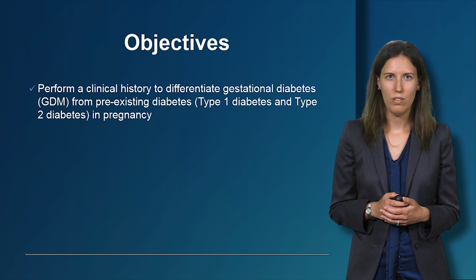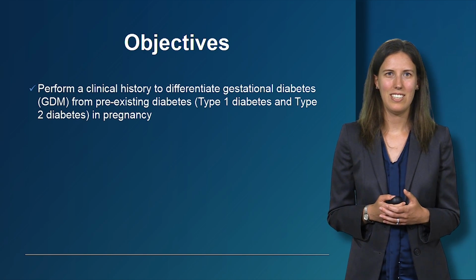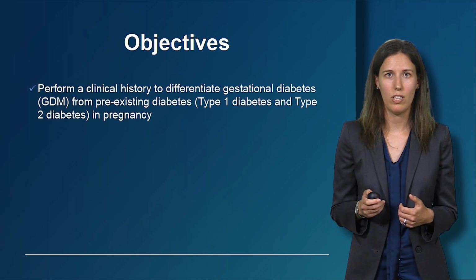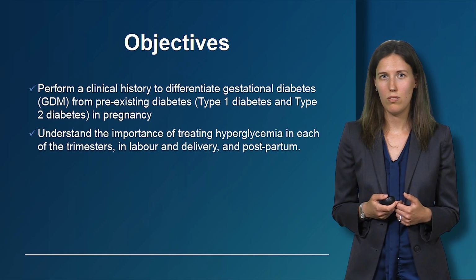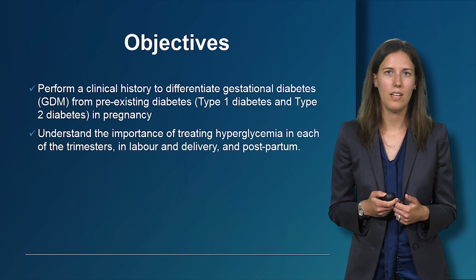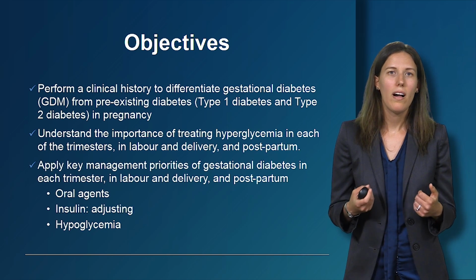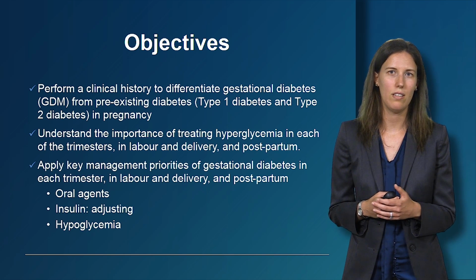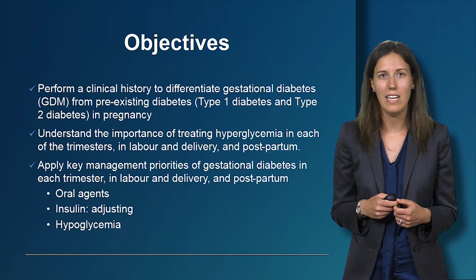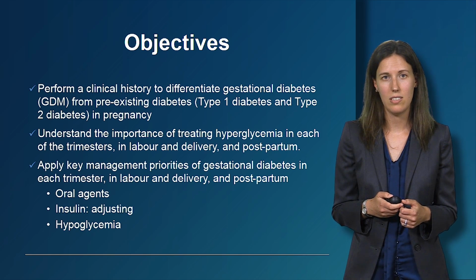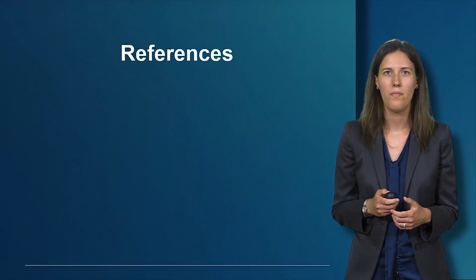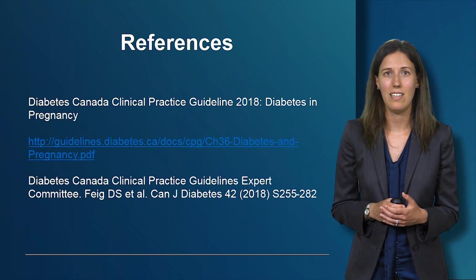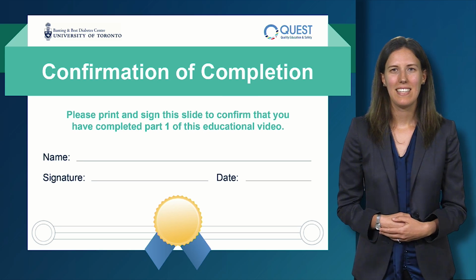Here are the objectives for this presentation. We hope that at the end of this presentation, you're able to perform a clinical history to differentiate different types of diabetes in pregnancy, and to understand the importance of treating blood sugars in each of the trimesters, labor and delivery and postpartum, and to apply these key management priorities of gestational diabetes in pregnancy, labor and delivery and postpartum, with a focus on oral agents, insulin, how to use it and adjust it, as well as the treatment of hypoglycemia. Once again, this is the key reference for this presentation from the Diabetes Canada Clinical Practice Guidelines.